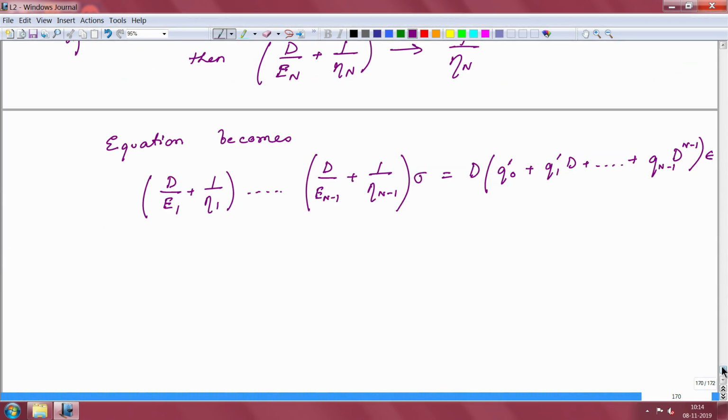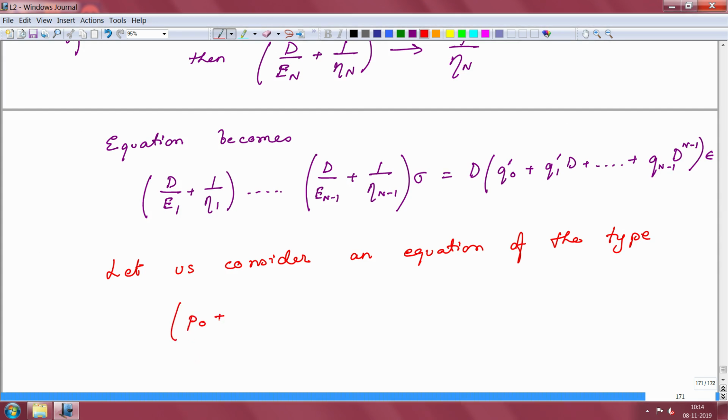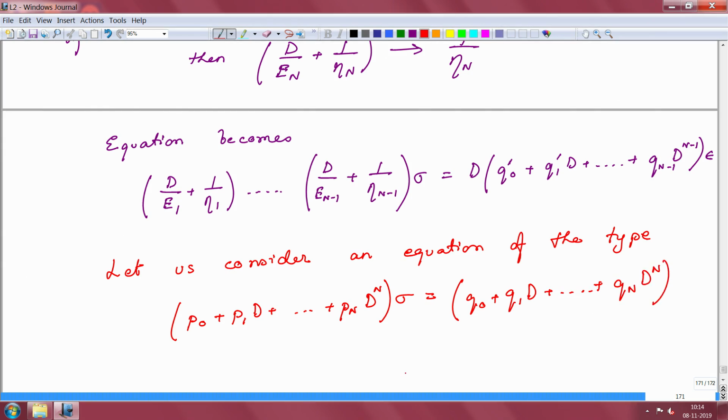So, let us take this type of a case. So, let us consider an equation of the type P 0 plus P 1 d, P n, sorry, okay, this is not legible, Q 0 plus Q 1 d plus all the way till Q n d n, okay, into epsilon.